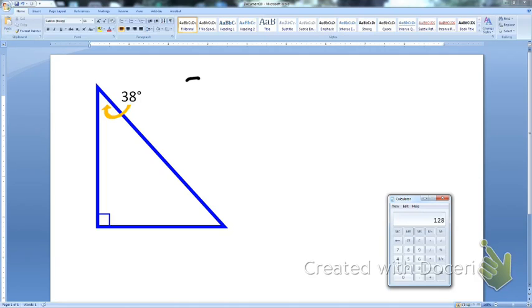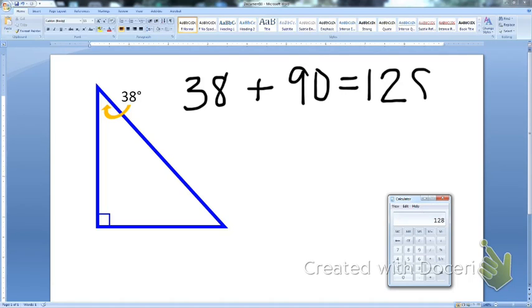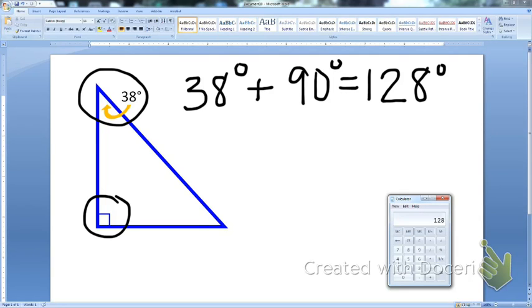So, we had 38 plus 90. And that gave us 128 degrees. That's great, but that's not everything. That's this angle and that's this angle. We're still missing one down here. So what we need to do is find the difference between 128 and 180.